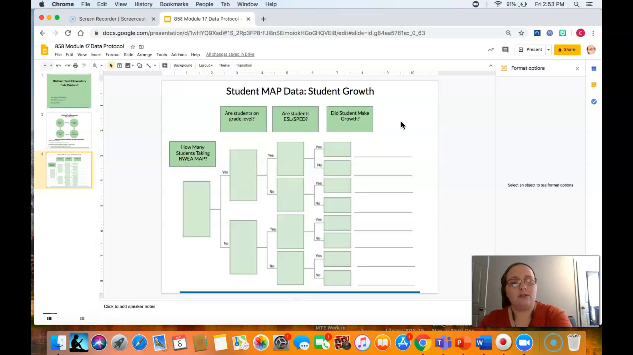Are they on grade level? How many students are there? Are they ESL or SPED? We have a high ESL population in our school, so we really have to take that into consideration. And did they make any growth?